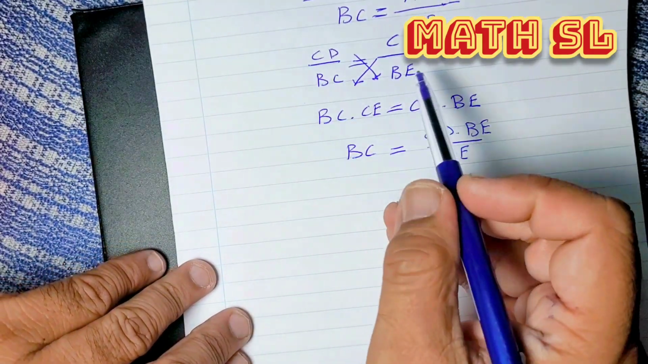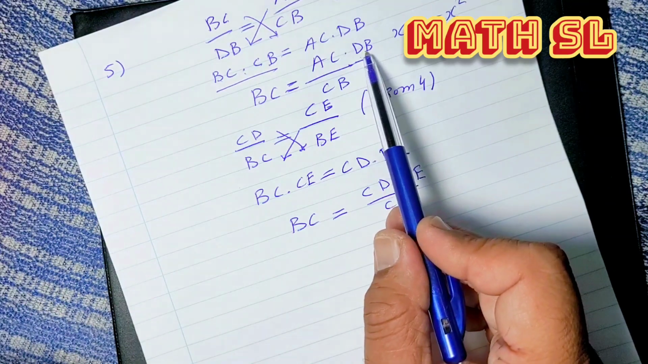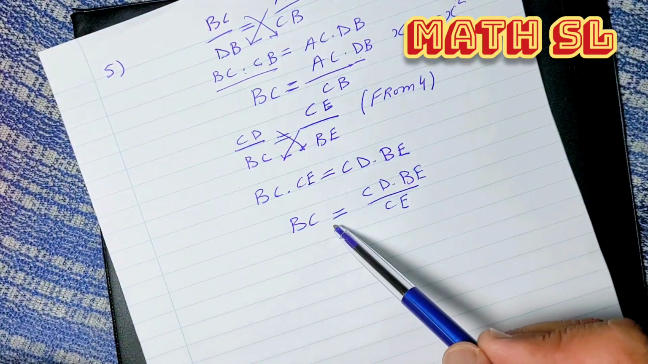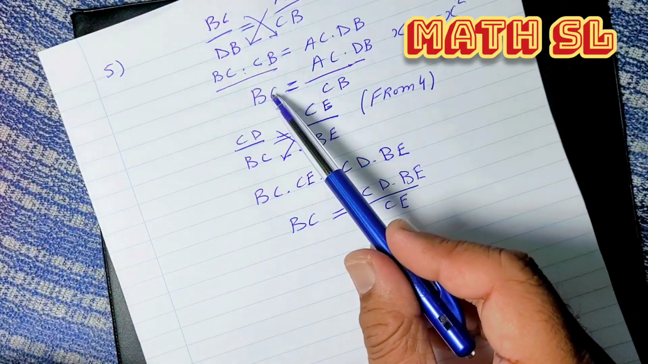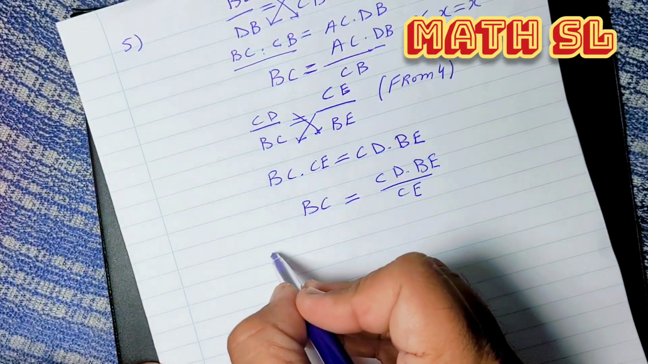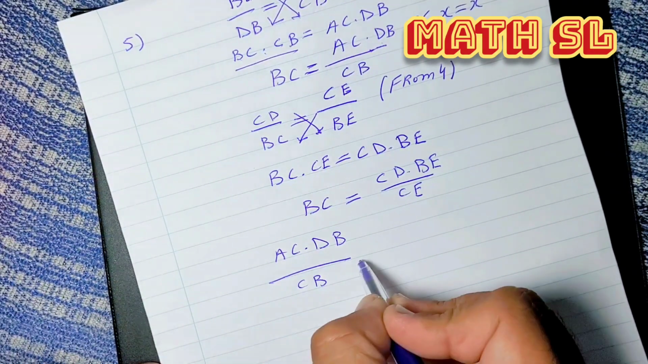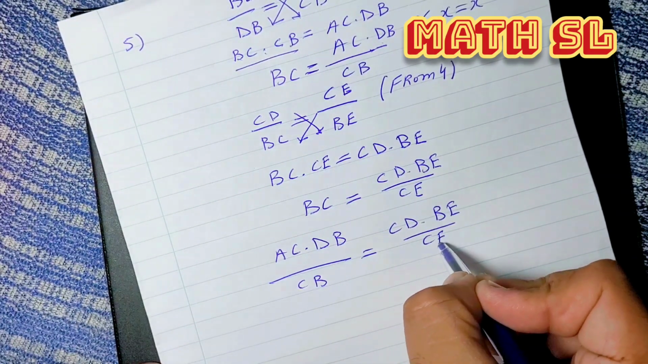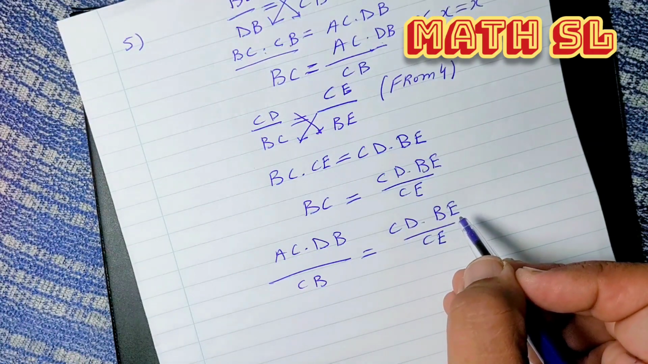Now this BC is equal to AC times DB over CB. And this BC is equal to CD times BE over CE. So both are equal to BC, which means we can equate both sides. So AC times DB over CB is equal to CD times BE over CE. Now obviously, we again have to cross multiply here.